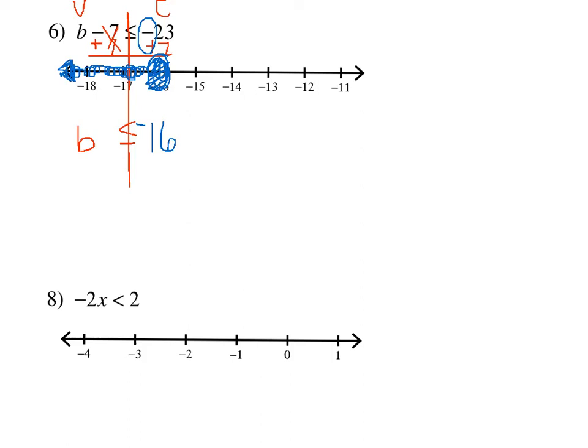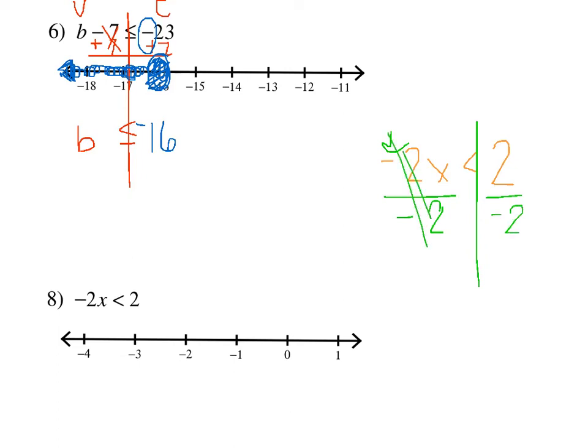Great. All right, very last one, and since I'm a little bit short on space, I'm going to rewrite it off to the side. So negative 2x is less than 2. Just like I did before, I'm going to draw my fence through the middle. And to get the x by itself, I have to divide by negative 2. So I'm going to divide by negative 2 on both sides. These cancel out, so I have the x by itself.